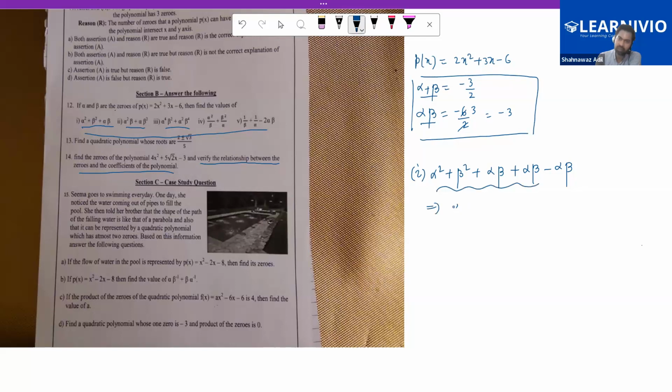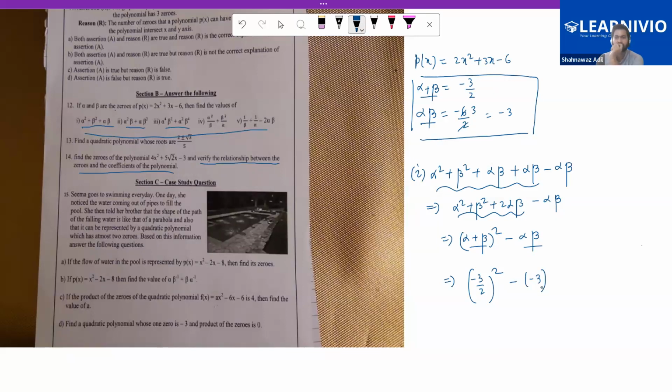So now this will become alpha square plus beta square plus 2 alpha beta and minus alpha beta. So this thing I already know, that is alpha plus beta whole square minus alpha beta. Now I know this value, I know this value. So I can put alpha plus beta, which is minus 3 by 2 whole square, and then minus alpha beta.